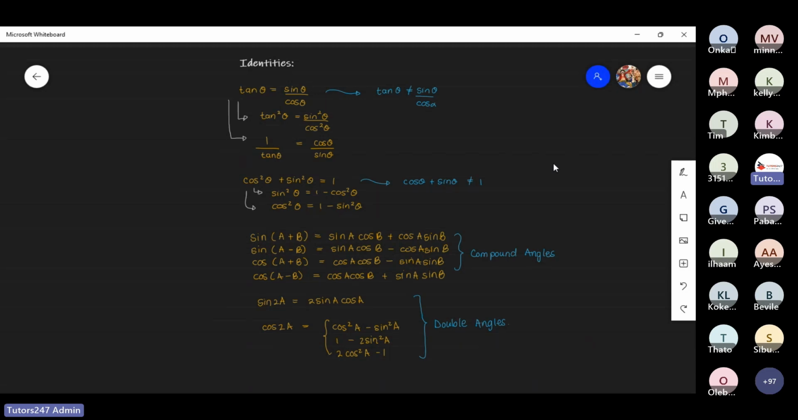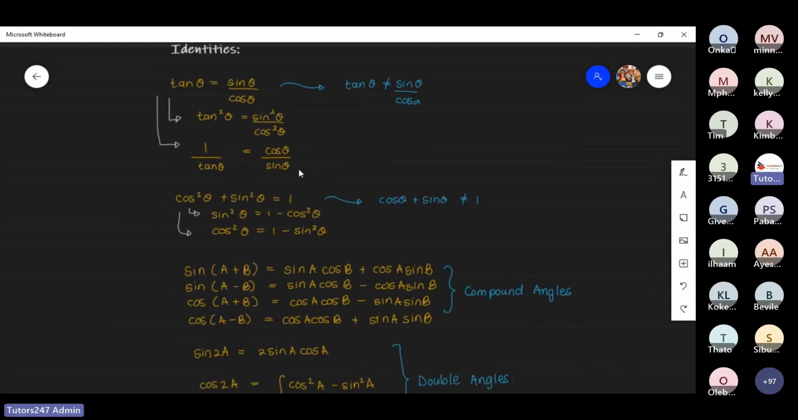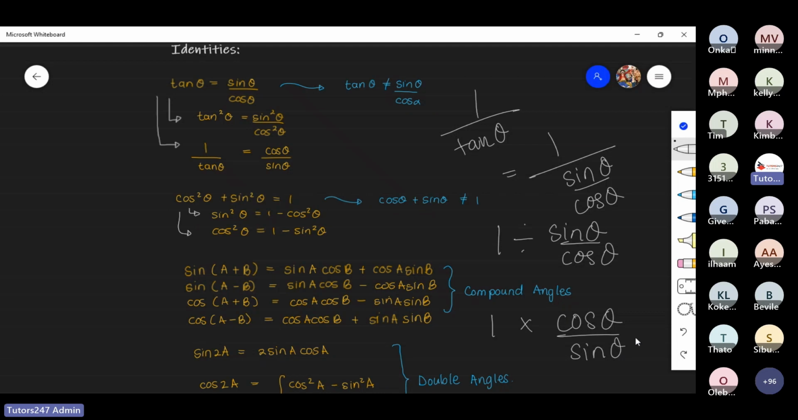In addition to that, if you were to put 1 over tan theta. The reason that it becomes cos over sine is because, let's do it together. If we have 1 over tan theta, keep in mind it's 1 over. Now we substitute sine over cos theta. It's the same as saying 1 divided by sine theta over cos theta. And we can turn this into multiplication by flipping it over. That then becomes cos over sine.